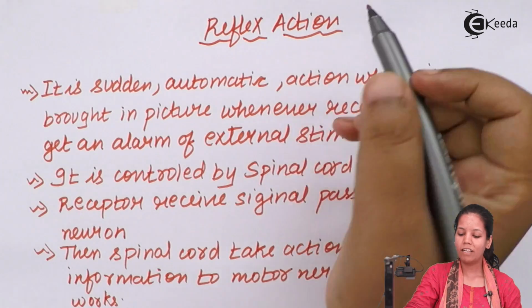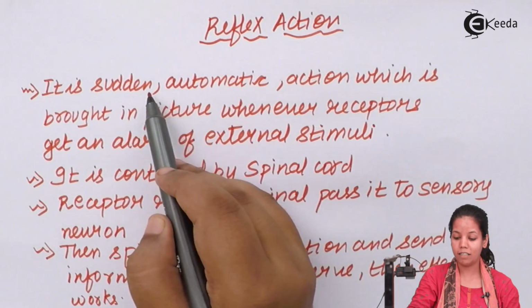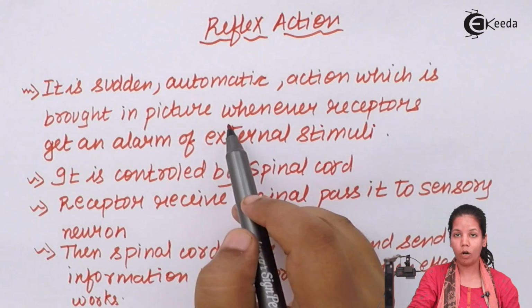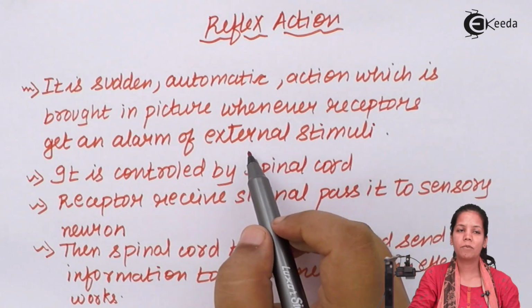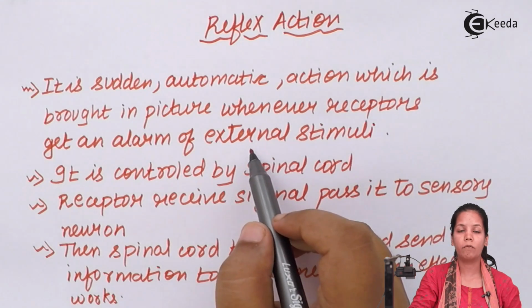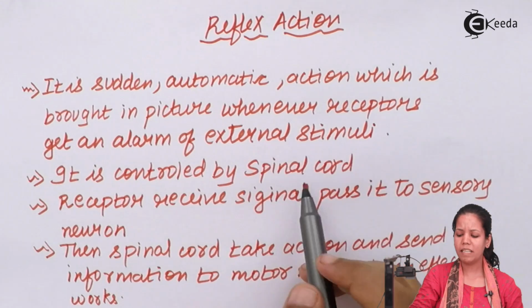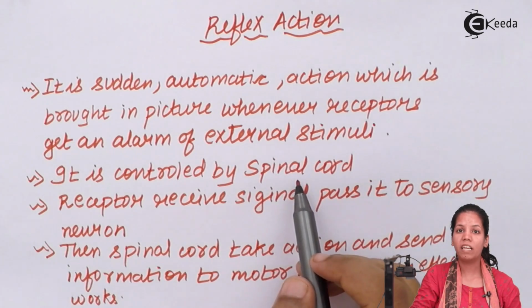That's reflex action. So reflex action is always a sudden, automatic action that is brought into picture whenever an external stimuli like a fire on hand, or while crossing your road if the vehicle is at speed, or if somebody is tapping. Such actions, the response that's given is reflex action. It's basically controlled by spinal cord because brain is busy in other activities at that point of time.